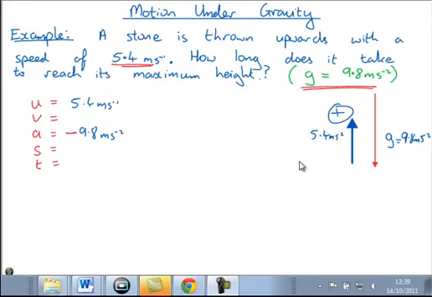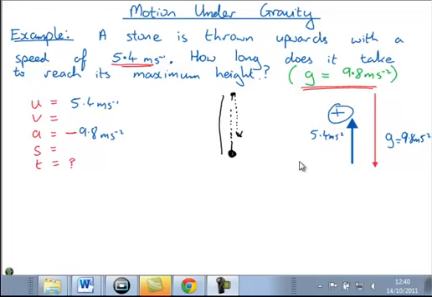Now the second thing to notice is how to pick out the thing we're looking for, the time. There's no mention of the maximum height, the actual distance; it's how long it takes to reach its maximum height. When anything is thrown up into the air, it will gradually go up. It'll start off fast, slow down, slow down, eventually reach its maximum height, stop for an instant, and then start coming back down. So what we're interested in is the journey from here up to here.